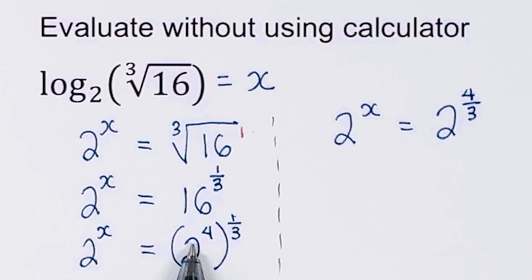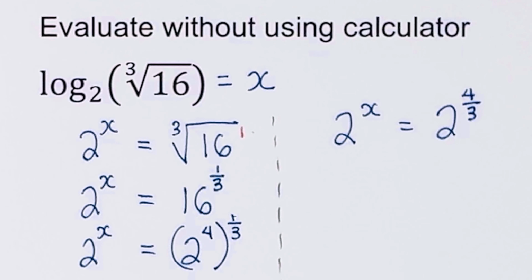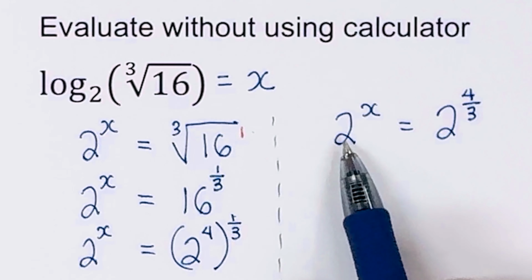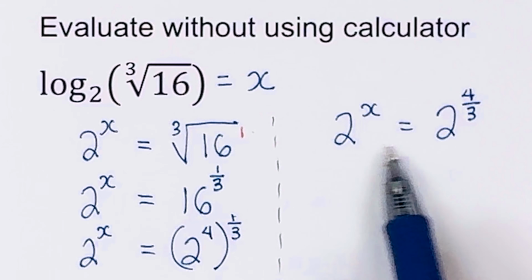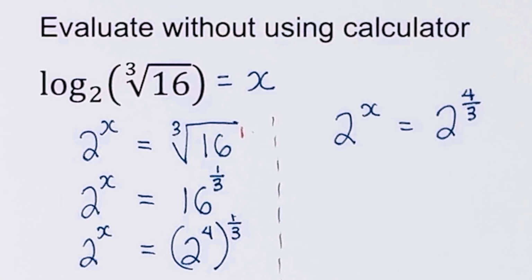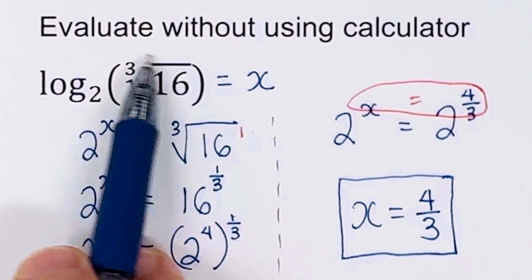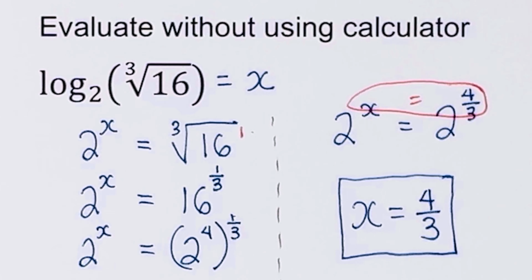So 4 multiplied by 1/3 is 4/3. Now if you notice in this equation that we have here, both bases on the left and right side of the equation are the same, which is 2. If both bases are the same, their exponents are equal to each other. So that we can go ahead and say that our x is 4/3. So this tells us that this whole expression that we have here is equal to 4/3.